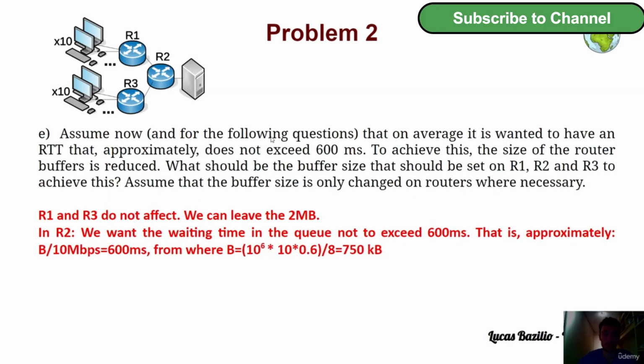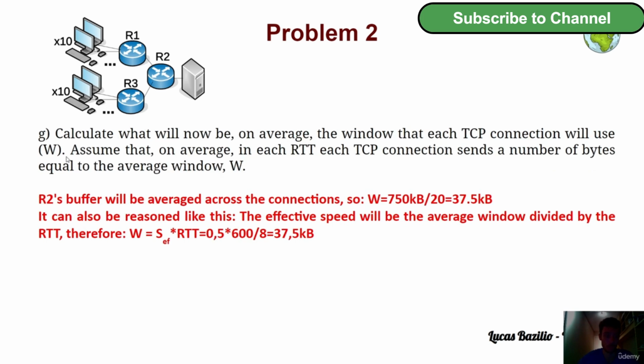And we are going to follow for the following question. So here we can see the solution on the question G. Once again, the buffer R2 is going to be average across all of the connections, so we can basically divide 750 kilobytes by 20. This gives us the value of the window, and also we can reason in this other way.